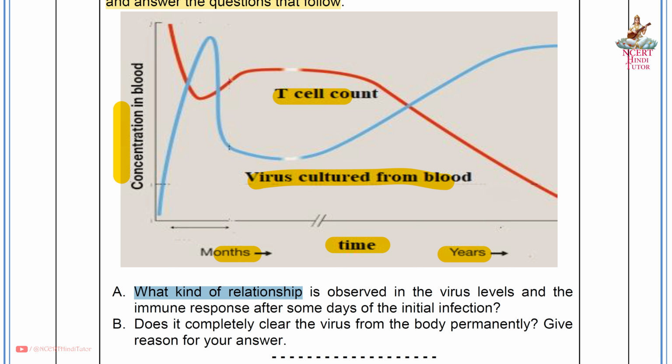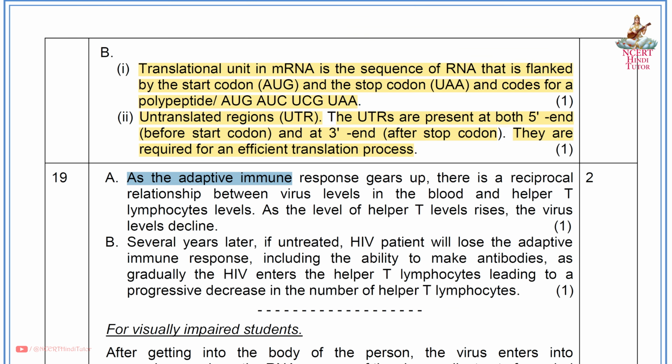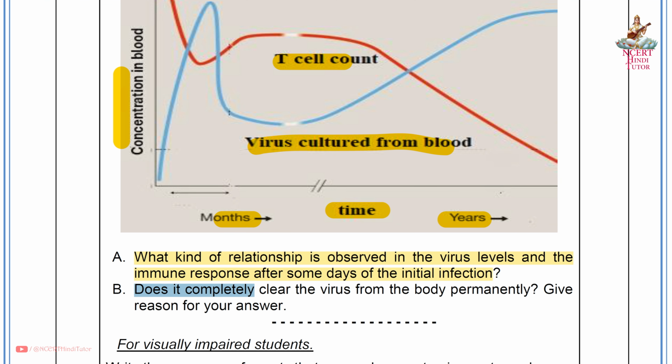A. What kind of relationship is observed in the virus levels and the immune response after some days of the initial infection? Answer. As the adaptive immune response gears up, there is a reciprocal relationship between virus levels in the blood and helper T lymphocyte levels. As the level of helper T cells rises, the virus levels decline. B. Does it completely clear the virus from the body permanently? Give reason for your answer.